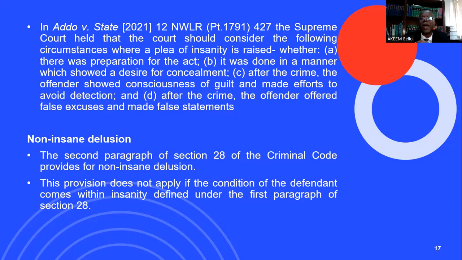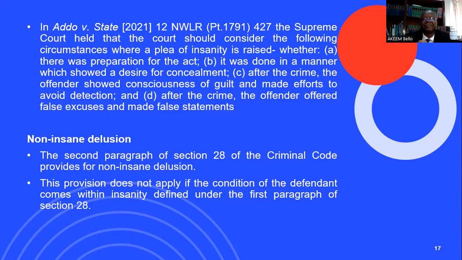Now, B, whether it was done in a manner that showed a desire for concealment. Maybe after committing the act, maybe he shot the victim and he now went to go and hide the murder weapon, either a cutlass or a gun. He went to go and bury it somewhere. That showed a desire for concealment. What does that suggest? That suggests a guilty mind. That suggests that he knew that what he did was wrong, meaning that he had not lost his capacity at the time he committed the act.